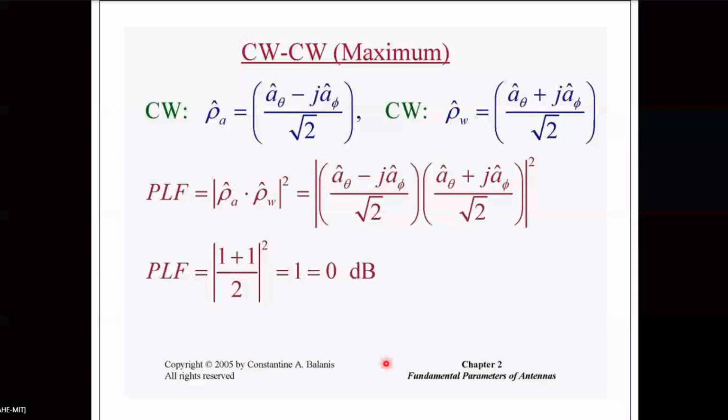Can I go to the next slide? Yes, sir. So all of you have understood polarization loss factor. You have to find the polarization of the wave, find the polarization of the antenna, do the dot product, and take the magnitude squared to find the polarization loss factor. To convert into dB, you take 10 log of this number.